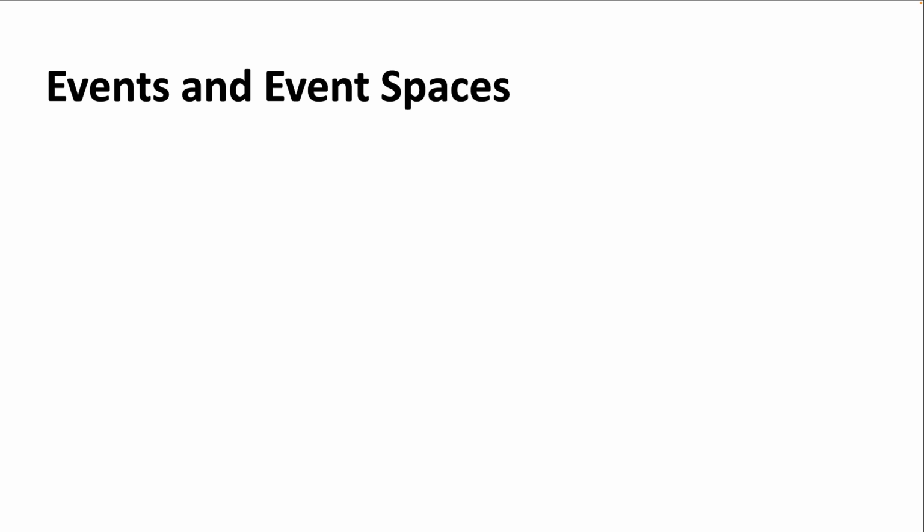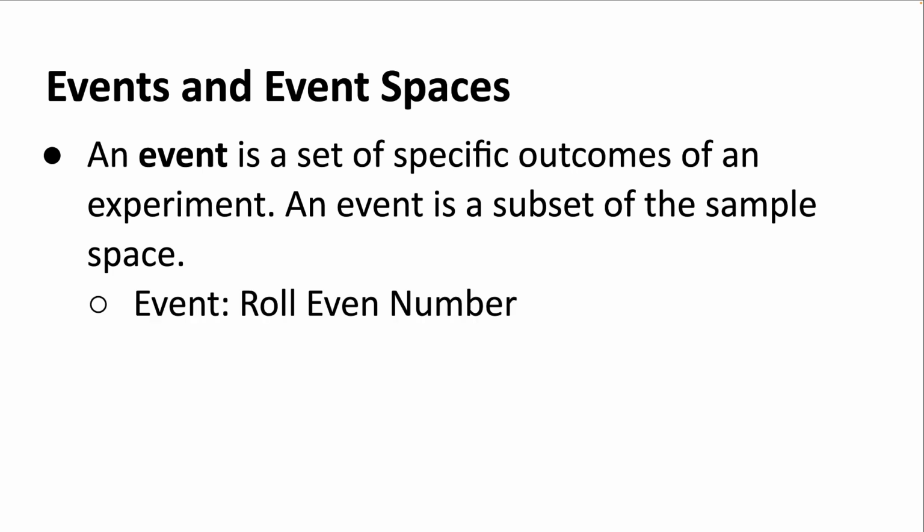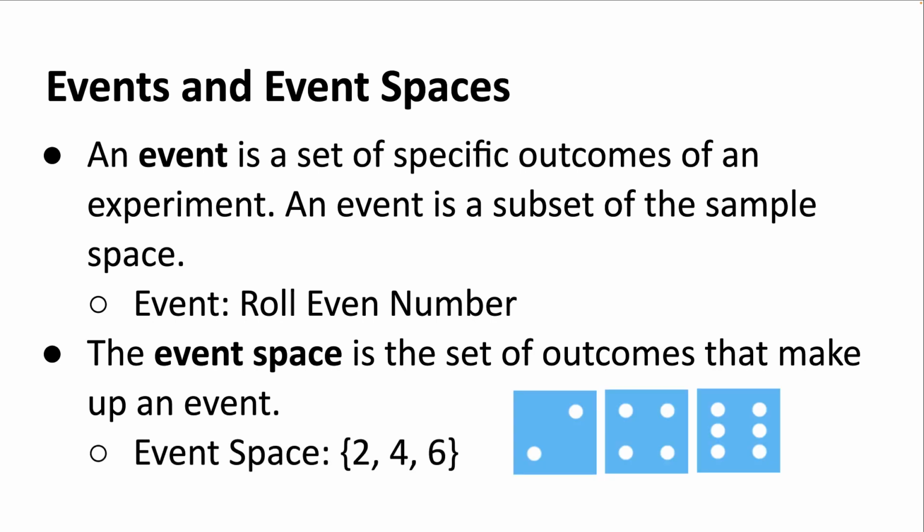Time for a few more definitions. Events and event spaces. An event is a set of specific outcomes for an experiment. Usually an event is a subset of the sample space. Let's look at an example where our event is we roll an even number. The event space, which is different from the sample space, is a set of outcomes that make up an event. If our event is we roll an even number, then our event space would be 2, 4, or 6.